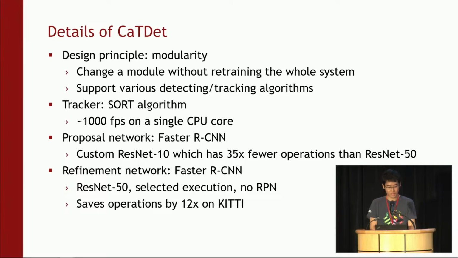And for the proposal network, we choose Faster R-CNN with a customized 10-layer ResNet, which is much smaller than a standard ResNet-50. And for the refinement network, we use a standard ResNet-50, but it only selectively executes on part of the image, and there's no region proposal network because we already got proposals from the proposal network and the tracker. And it saves about 12 times the number of operations on the KITTI dataset.